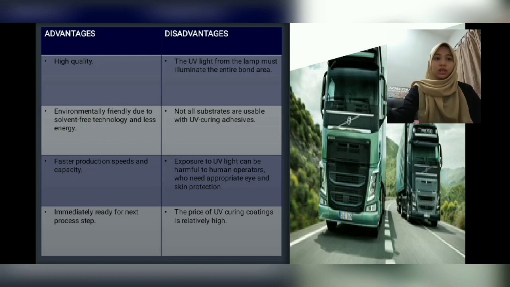For the disadvantages of this process, first, the UV light from the lamp must illuminate the entire bond area because shadow areas will not cure. Second, not all substances are usable with the UV curing process. Third, exposure to UV light can be harmful to humans, so operators need eye and skin protection. Lastly, the price of UV curing coating is relatively high for this process. That's all from me. Thank you.